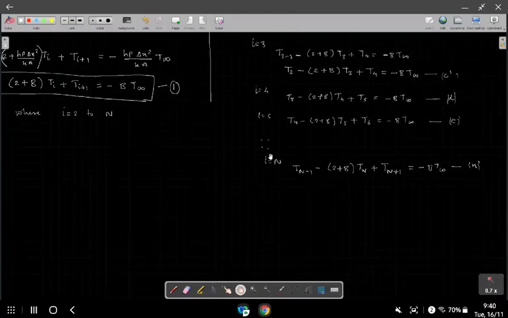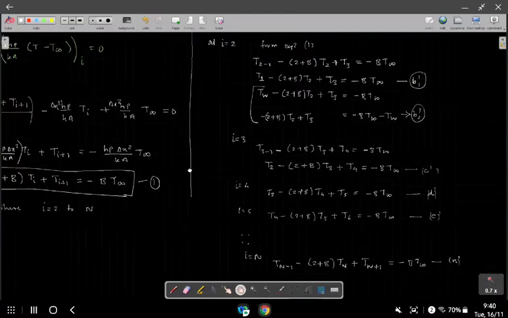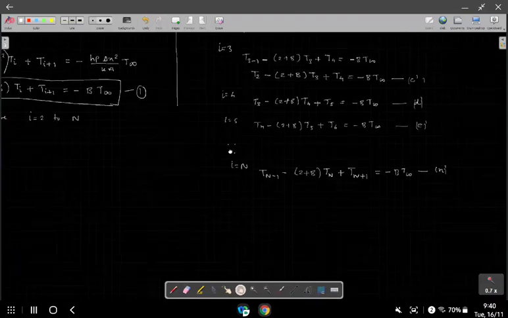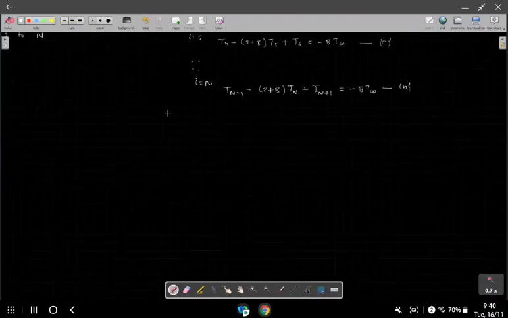So up to n, we got up to this last interior point. These are all interior points. Remember that this equation which we get is only for interior points. At boundary points, there are boundary conditions. Now let us look at i equals n plus 1.